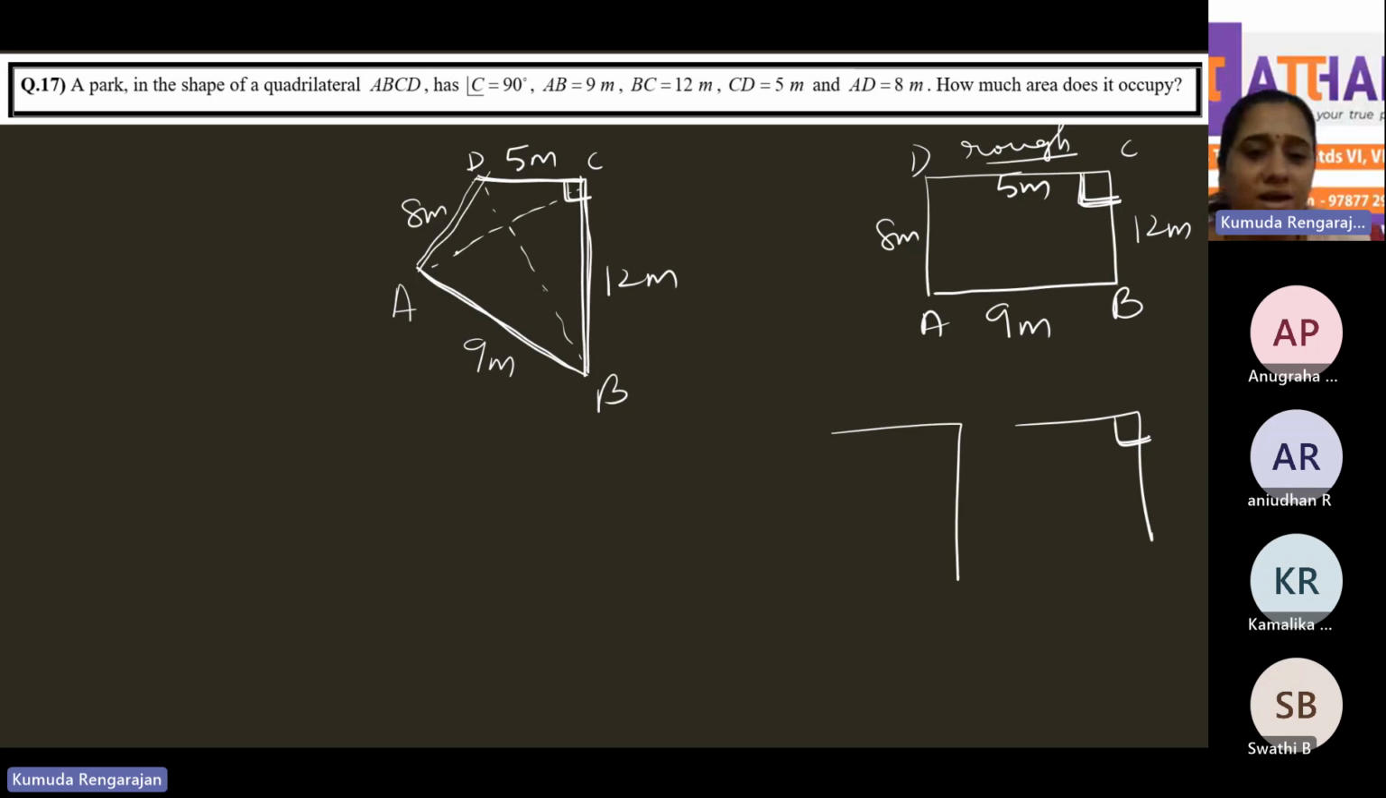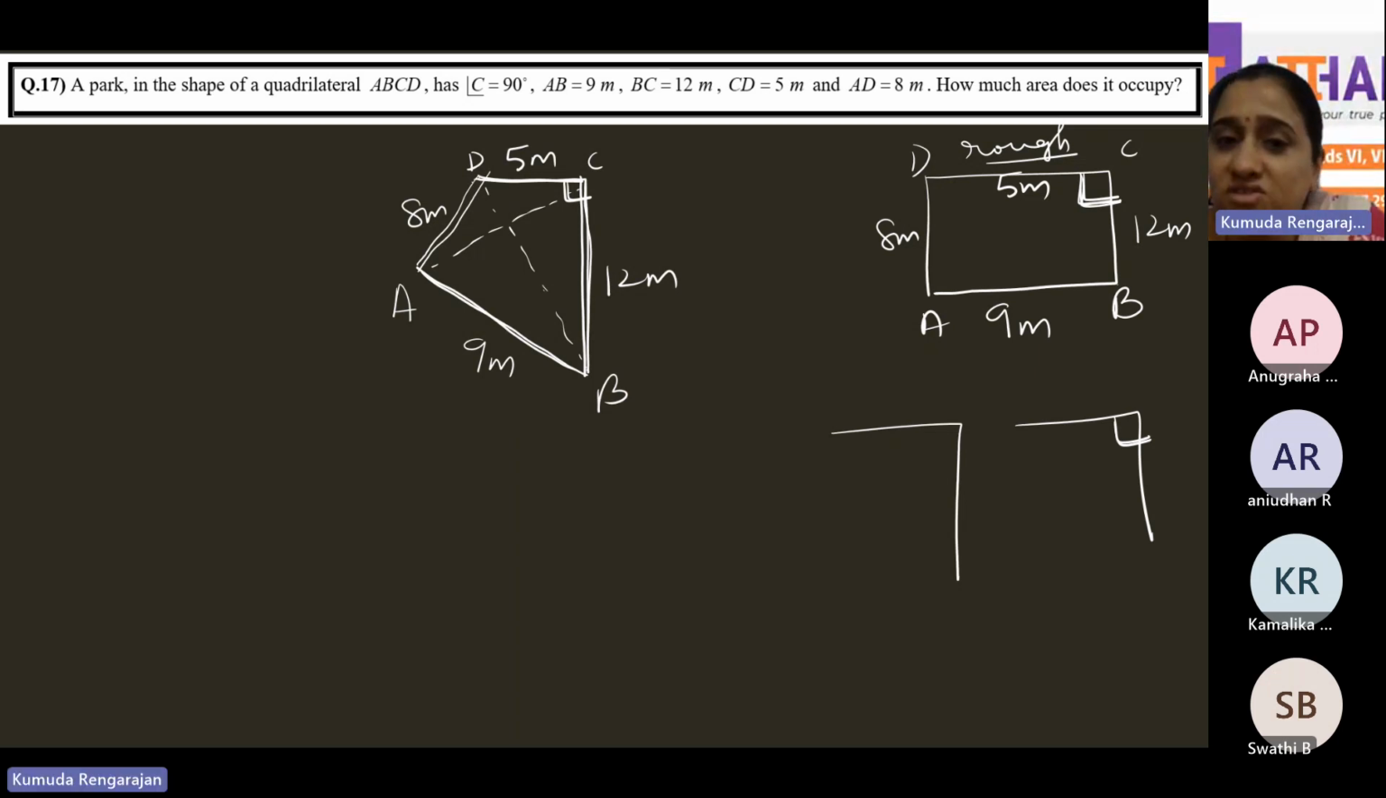Now, to find the area of this quadrilateral, you have to divide the quadrilateral into two triangles. How? By joining the diagonal AC or by joining the diagonal BD. You should not do both. You should join either AC or BD. But if you can see, when you join AC, you're disturbing the right angle. It's going through the right angle. Right angle is so important for us. You don't want to disturb the right angle. So don't join AC, you should join BD.